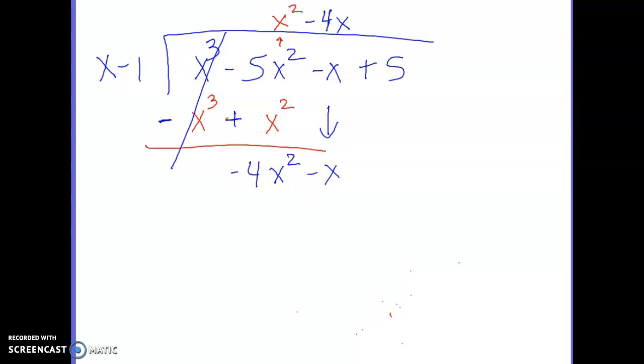Negative 4x times x gives me negative 4x squared. Perfect. Those are going to cancel. Well, I can't forget to multiply my negative 4x by my negative 1. Negative 4x times negative 1 is going to give me a positive 4x.